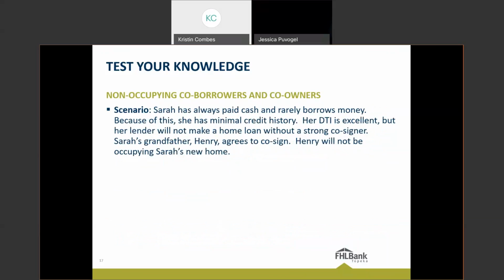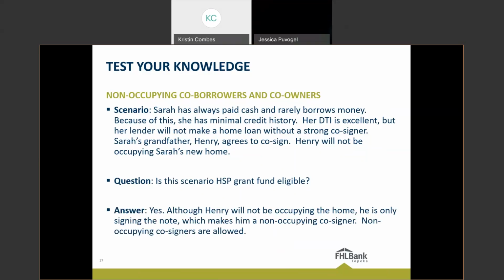Sarah has minimal credit history. Her debt to income is excellent, but her lender needs a strong cosigner. Sarah's grandfather, Henry, agrees to cosign. Henry will not be occupying the home Sarah purchases. Is this scenario HSP grant fund eligible? If you answered yes, you're correct.